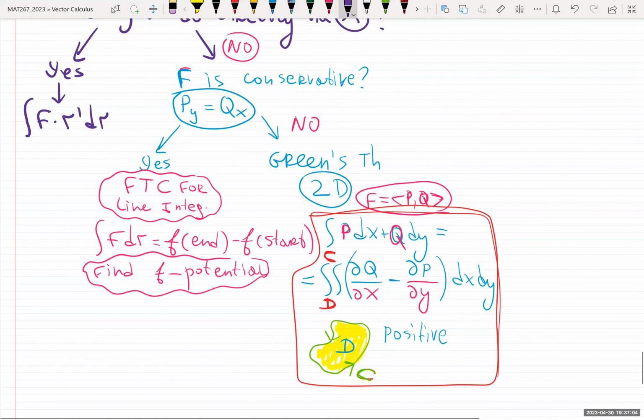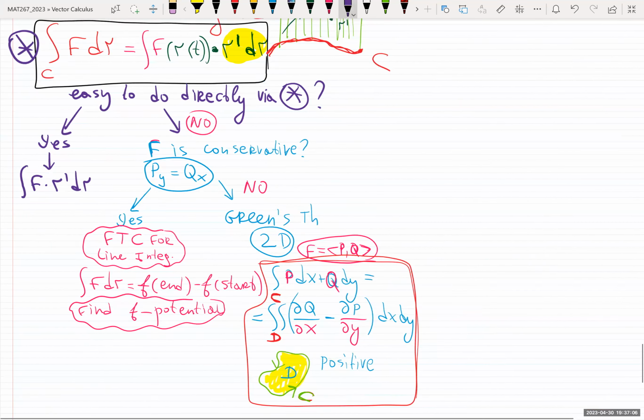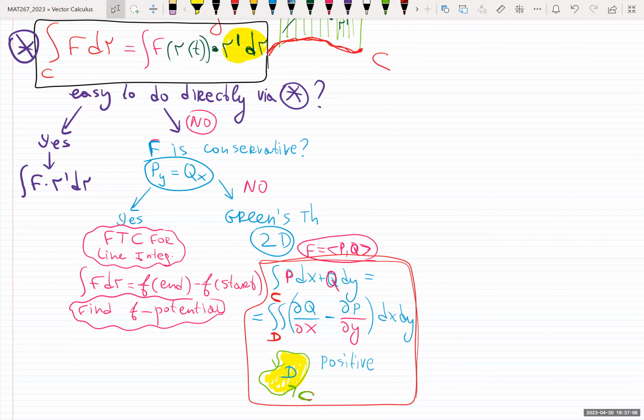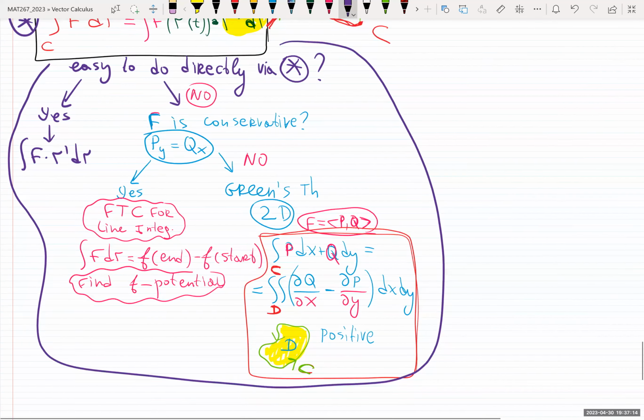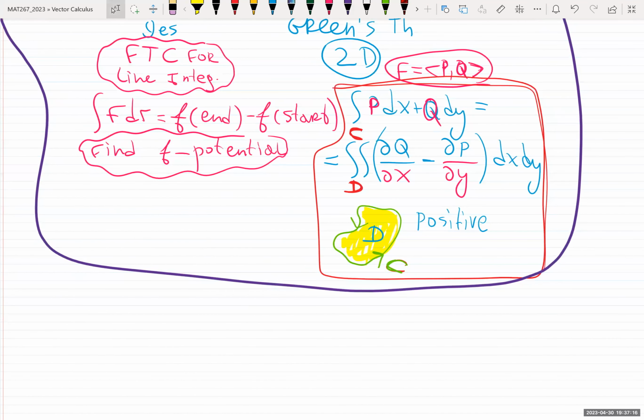Sometimes you don't even have to figure out the whole double integral. You can do it faster. You get a number multiplied by the area. Inside of the integral, you can just multiply it by the area of the closed path.